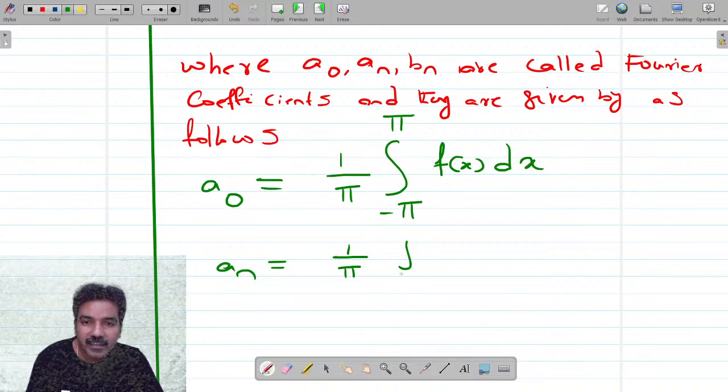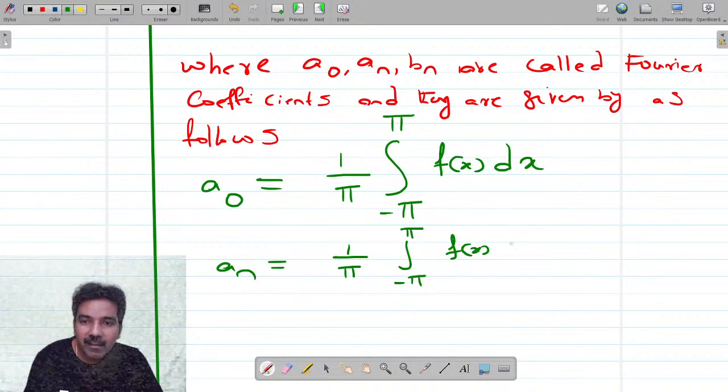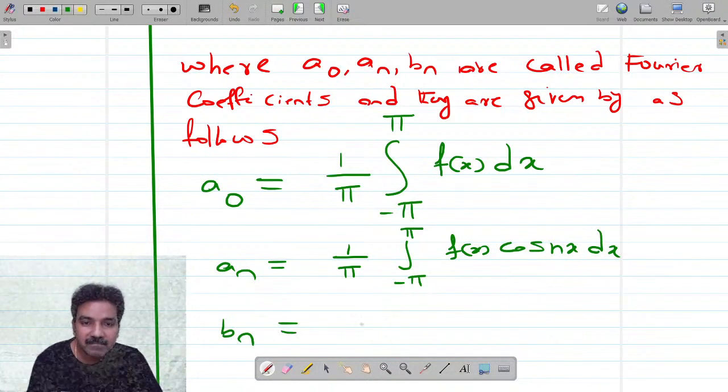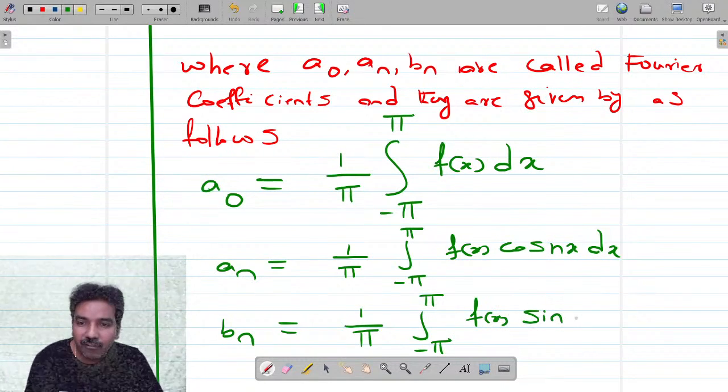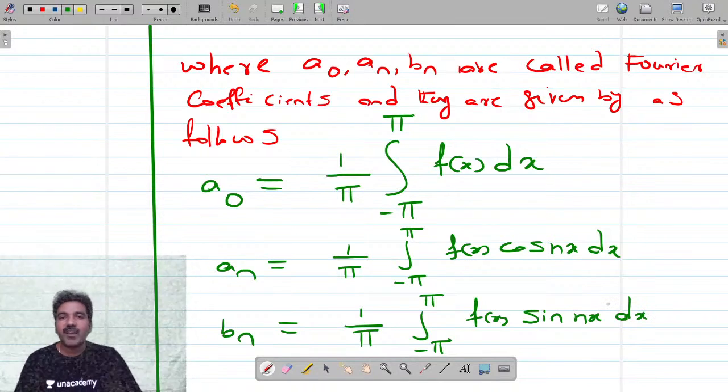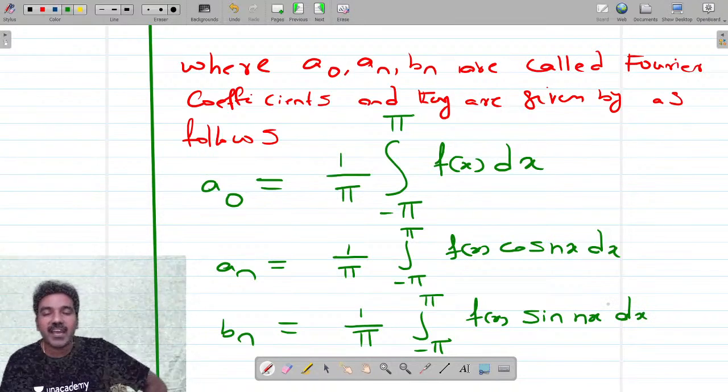What is an? 1 by pi into integral minus pi to plus pi f of x into cos nx dx. What is bn? bn is 1 by pi into integral minus pi to plus pi f of x into sine nx dx. So these are the various formulae to get a naught, an, bn.